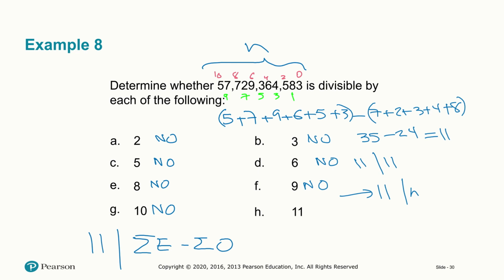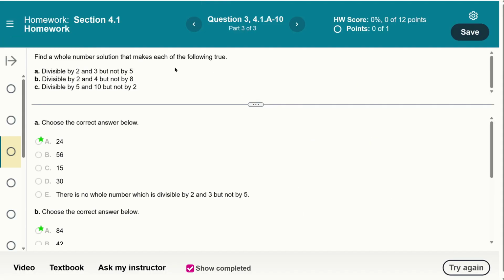All right, let's do our usual tradition and do a few homework problems now. On this one, I just want to give you a hint. You want a number that's divisible by 2 and 3 but not 5. This should be easy to find. Pretty much many multiples of 6 will satisfy that, right?